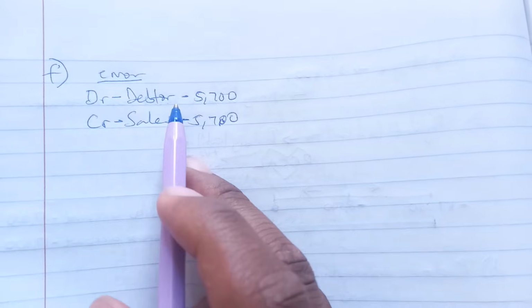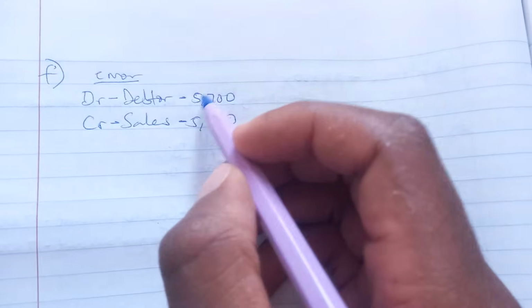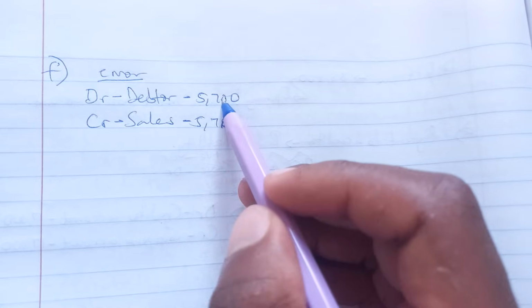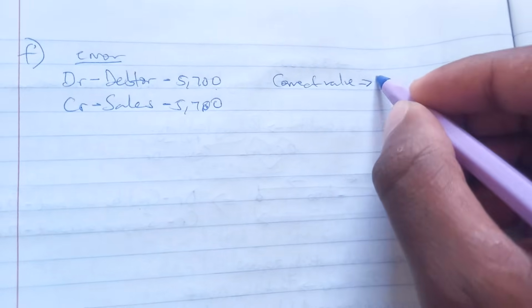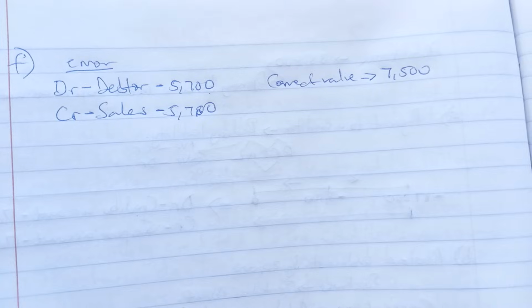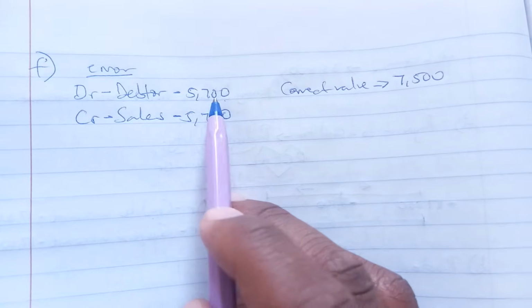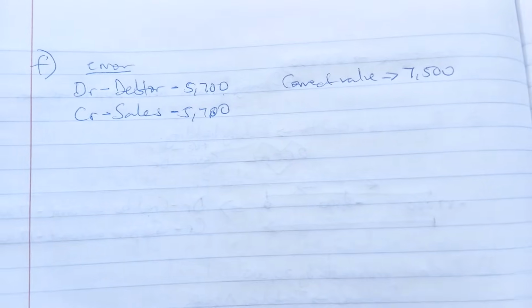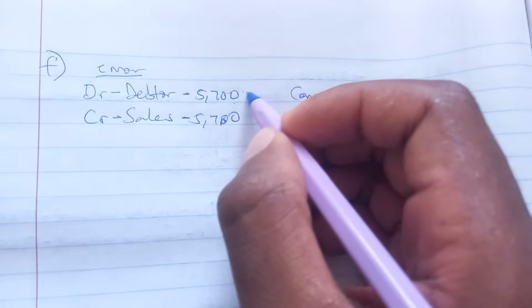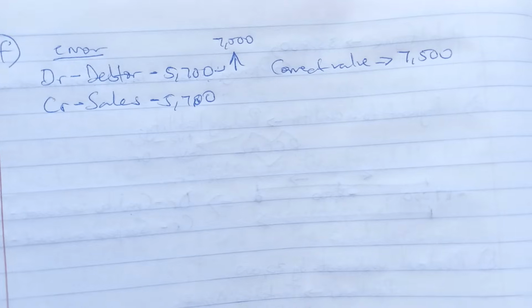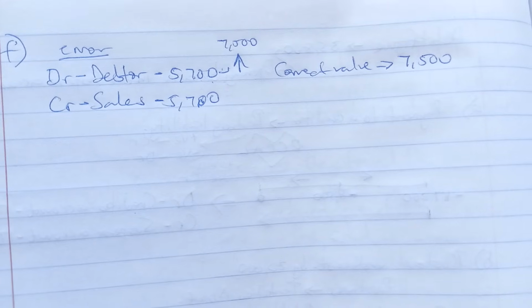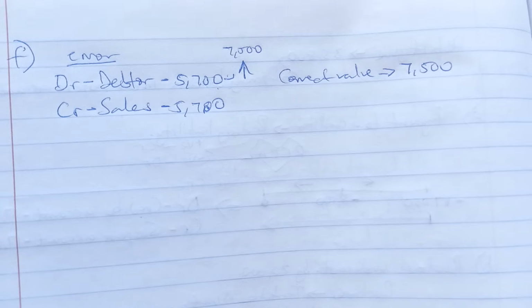So this is the error, but the only mistake that they have done is that they have reduced the value of which the transaction should be. The correct value is 7,500, but they have included 5,700. So what we just need to do is we need to increase this value up to 7,500. Okay, that is what we need to do.